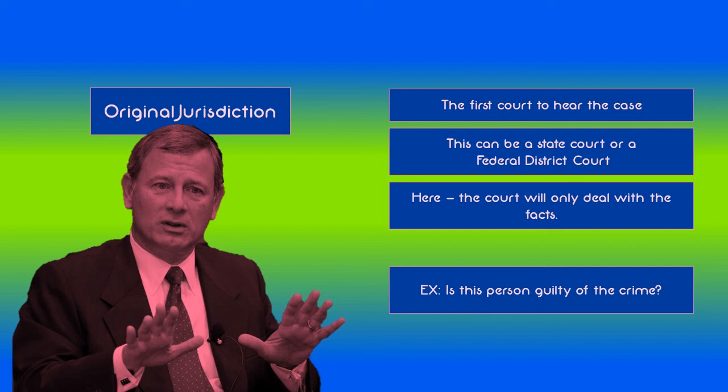So here at original jurisdiction, we just want to know, is Miranda guilty of the crime? And so absolutely, Miranda confessed to the crime. That's the main fact that we need. So Miranda's guilty and we can move on. So at the original jurisdiction level, we're trying to determine the facts of the case.